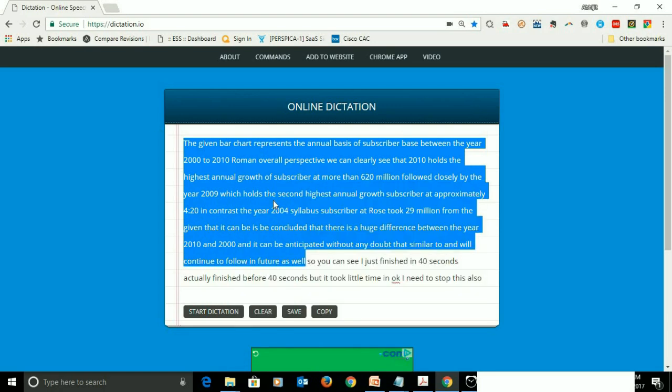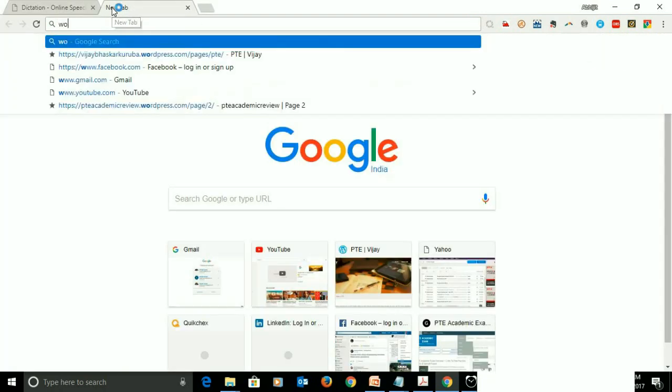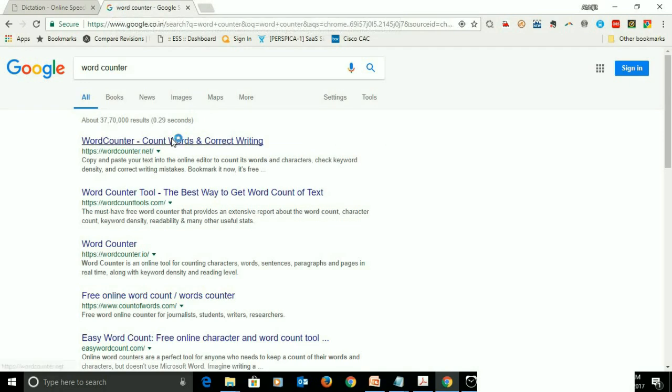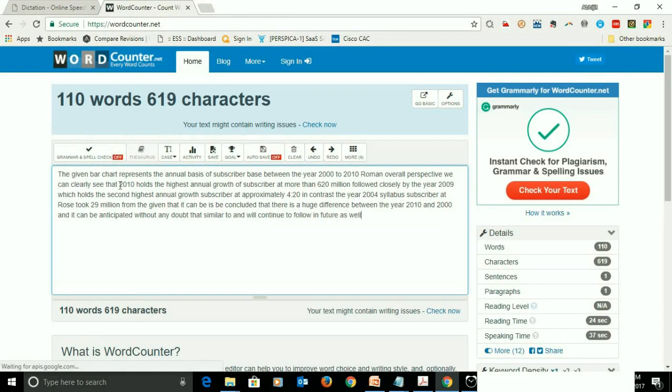So if you want to check how many words, you can also use a word counter tool. I'm just using this thing. So I spoke for 110 words in 40 seconds, so that's a pretty good number.